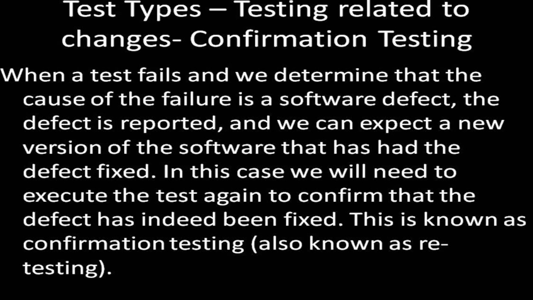The first of these types is confirmation testing, or retesting. When a test fails, and we determine that the cause of the failure is a software defect, the defect is reported, and we can expect a new version of the software that has had the defect fixed. In this case, we will need to execute the test again to confirm that the defect has indeed been fixed. This is known as confirmation testing, also known as retesting.